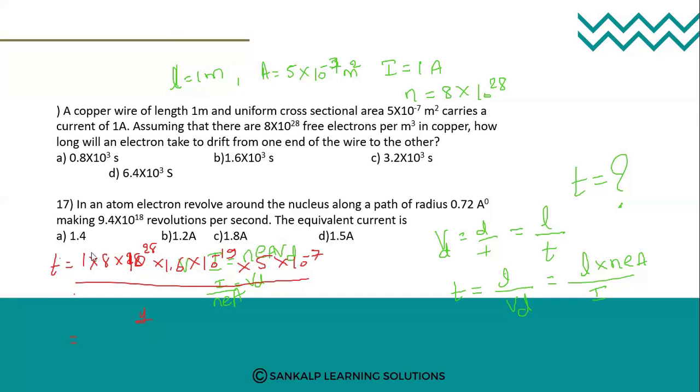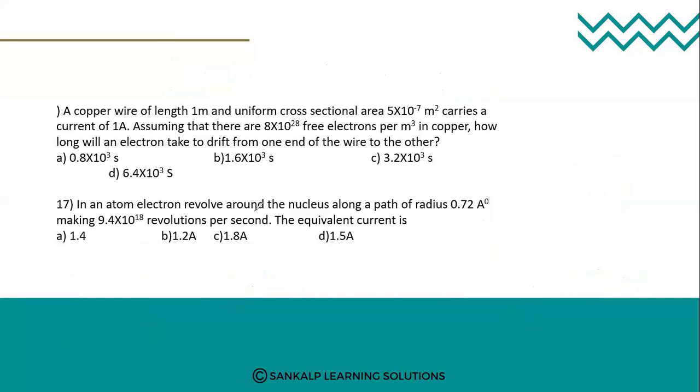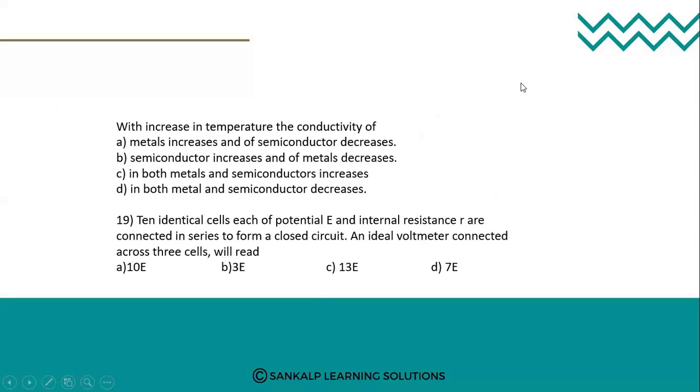So see, in an atom, electron revolves around the nucleus along a path of radius. Actually, this question we have completed, the first question of the class. Here, the revolution per second means it is given as frequency. So this we have completed already, if you remember. This is repeated, leave it. Let us go for the next question.